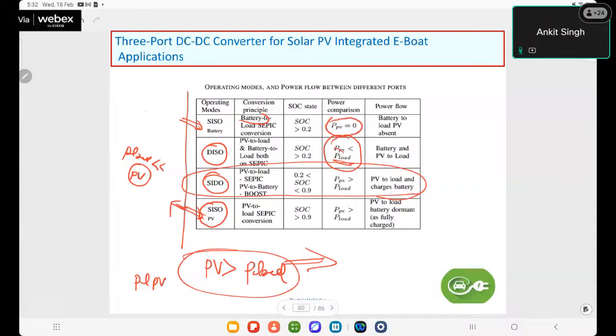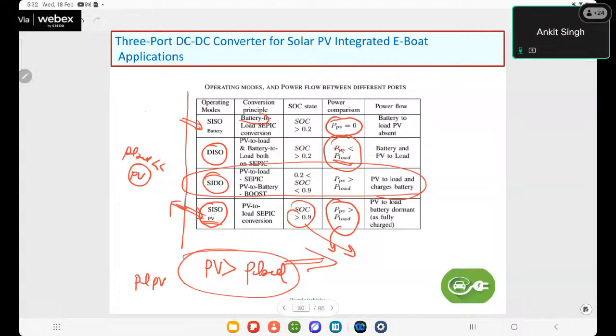When solar power generation PPV is zero, the battery will supply to the load. Load means whatever the motor drive system. The other situation is if the battery is fully charged, SOC is greater than 90%. So PV will supply power to the load.